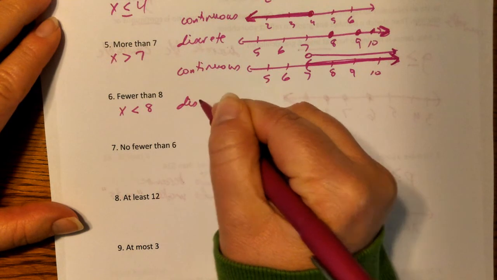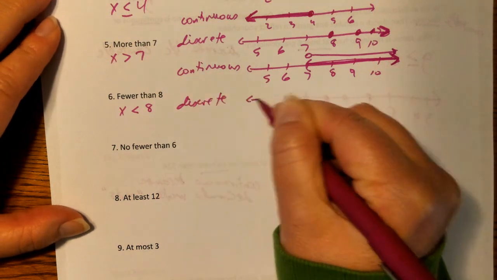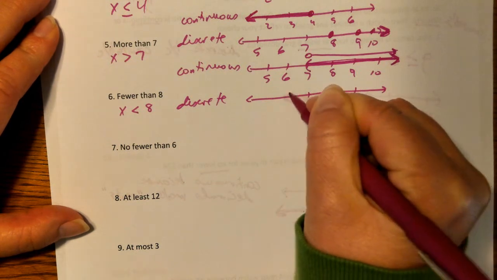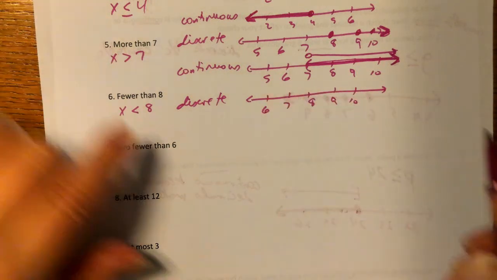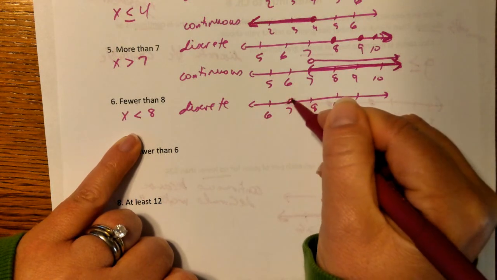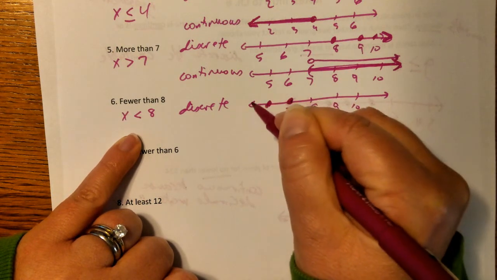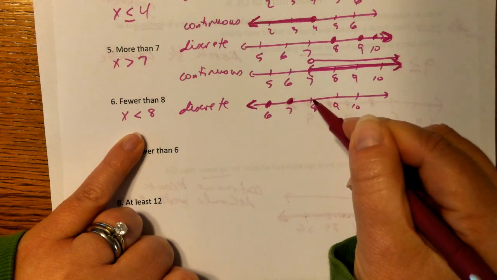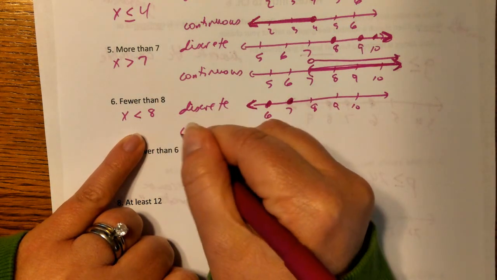For the discrete graph, put a couple numbers on each side. For the discrete graph, I'm going to color the numbers below 8. So the 7, the 6, and the arrow to show that it keeps going. I'm not going to color the 8 because I did not have an equal to.